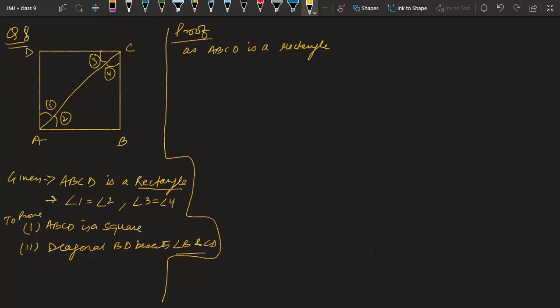Apart from that, opposite sides are equal, that means AB equals CD and AD equals BC. Again we want a connecting link. As soon as we give a connecting link, we can say they all are equal. So either I prove CD equal to AB, that will be a link, or I prove AB equal to BC, that will be a link. So let me take this time CD and AD.